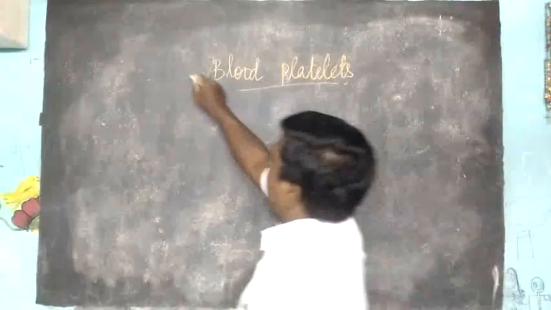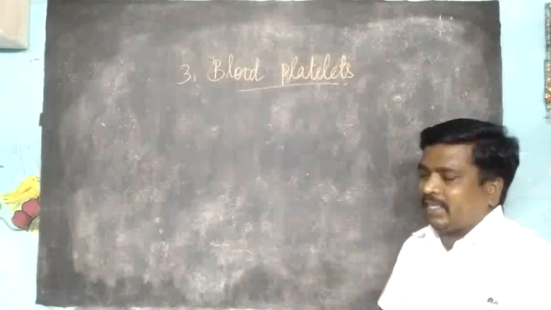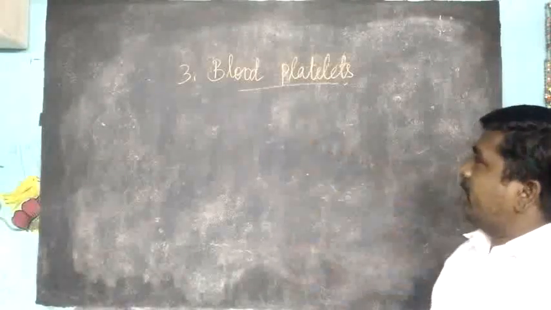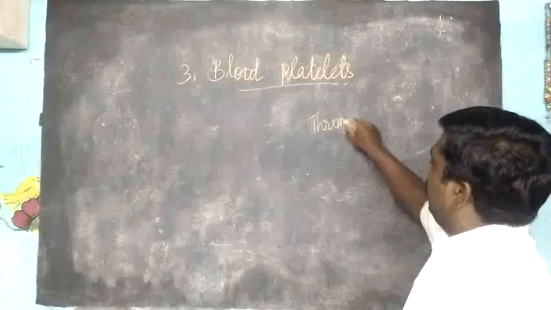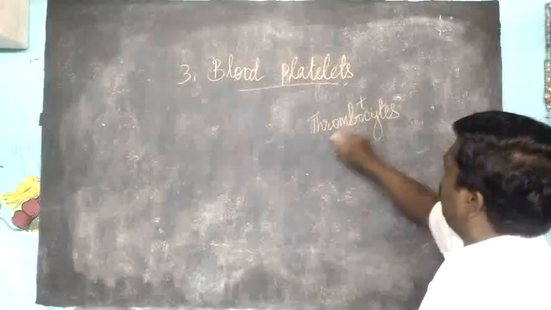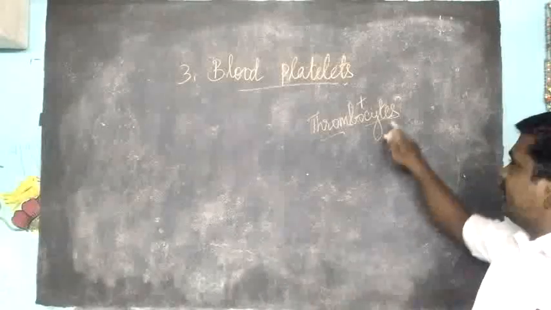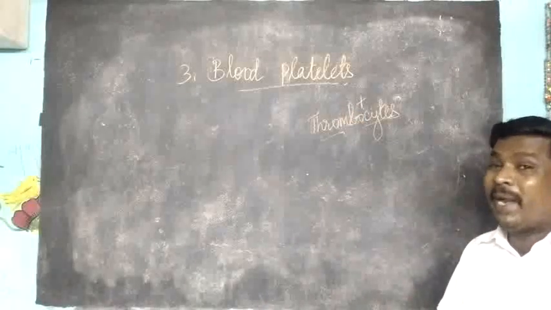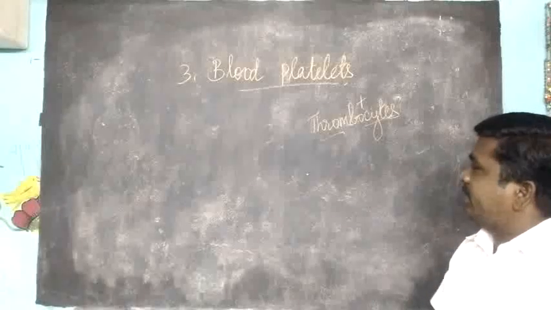The third one is blood platelets. These cells are plate-like in structure, spherical, and have no nucleus. That's why it gets the name blood platelets. Blood platelets are also called thrombocytes. Thrombocytes are thrombo plus cytes. Thrombosis means blood clotting. Cytes means cells. Since the platelets are involved in the blood clotting mechanism, that's why it gets the name thrombocytes.